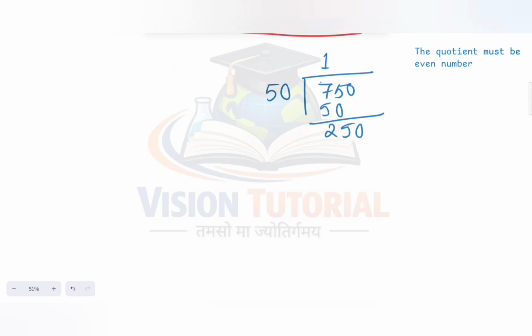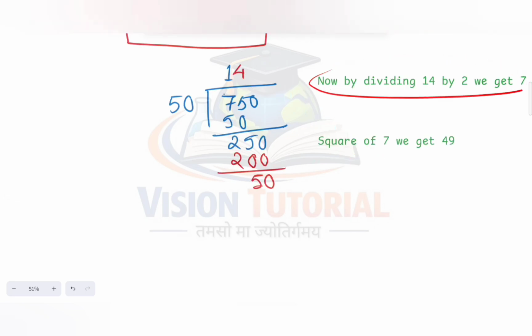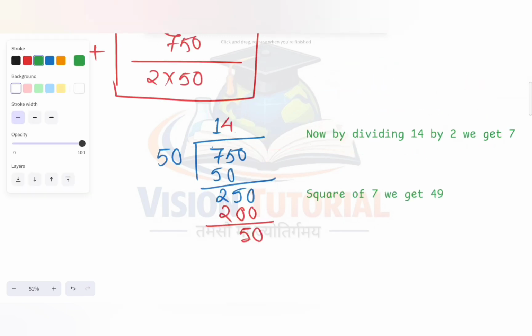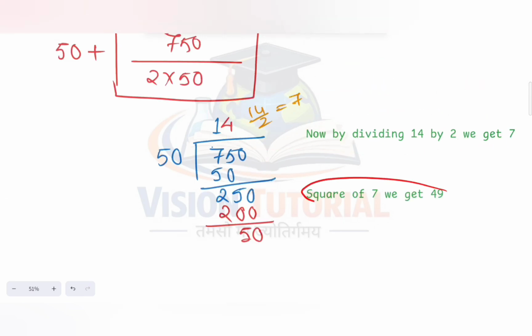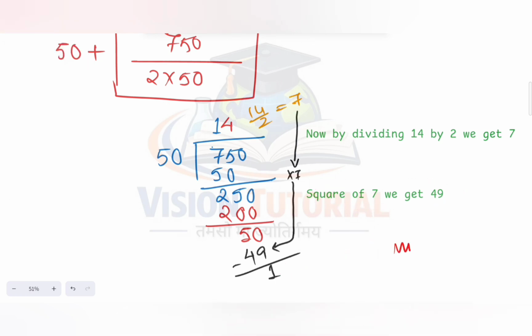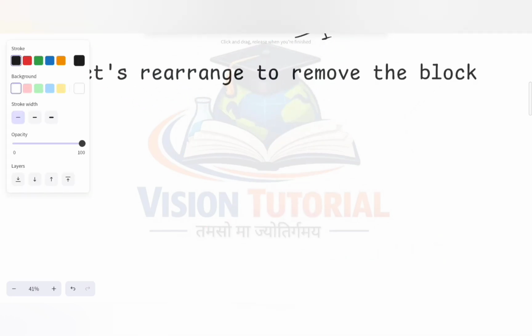However, we can't just divide 750 by 50 directly because the quotient must be even. So, we divide to get 14. In that case, we get 14 as the quotient and 50 as the remainder. Then we take 14, divide it by 2, and get 7. This new quotient, 7, we multiply by itself, then subtract 50. Instead of getting a 0 remainder like before, we get a remainder of 1.